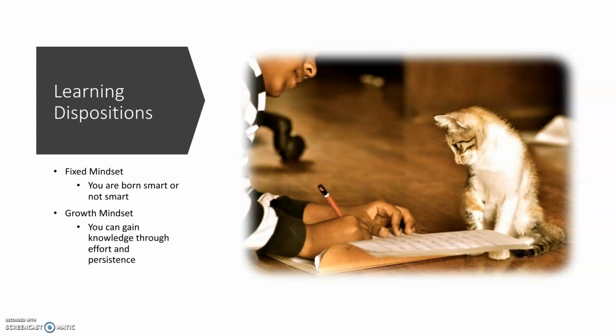The different learning dispositions that it presents also in chapter 3 are a fixed mindset and a growth mindset. Students with a fixed mindset might say, oh, I'm not smart enough, and they might hate challenges because they're not good enough. They don't know how to do it, and so they'll back away a lot more likely. Students with a growth mindset believe that you can gain knowledge through effort and persistence. These are the students that enjoy challenges and are much more likely to actually go out and seek out challenges and not give up quite as easily.